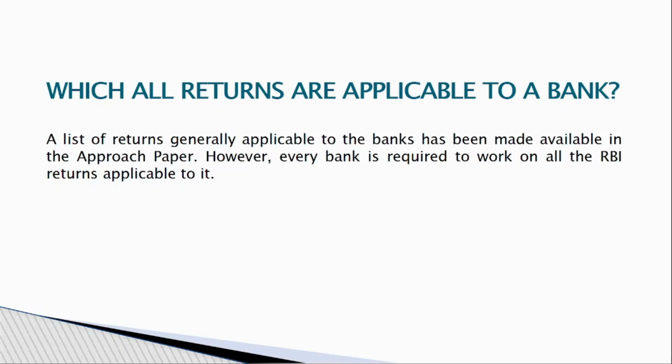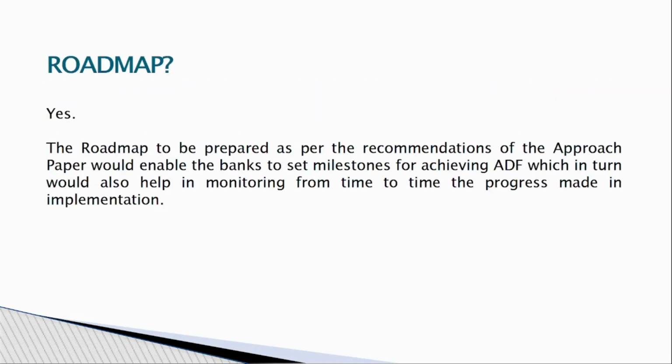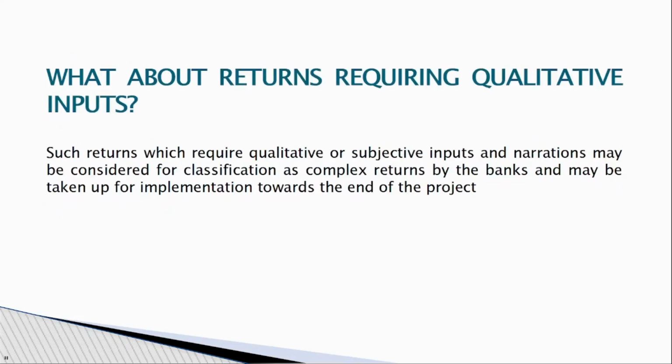After full implementation, it will be decided whether the returns will be generated from the bank or from RBI. Is there a clear roadmap? Yes, a clear roadmap has been prepared, and the recommendations of the approach paper enable the banks to set milestones. There may be a lot of returns available. They have classified them and given the roadmap and timelines for the different sets of reports. RBI is monitoring the progress made: we have 100 reports, how many are coming through manual, how many are coming through ADF. They have given different timelines for different reports.